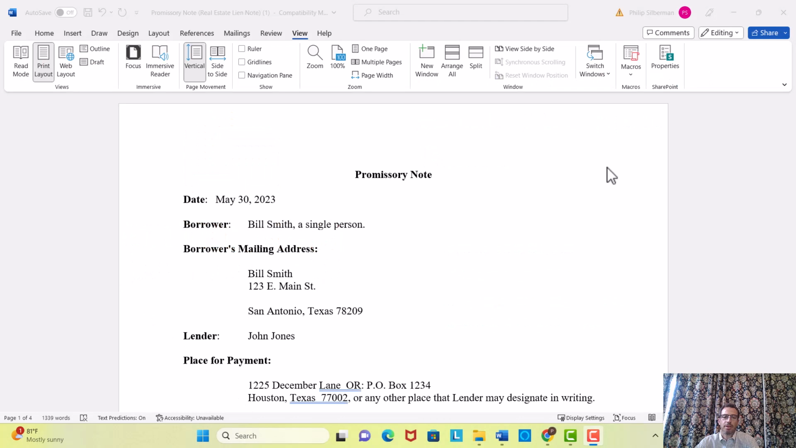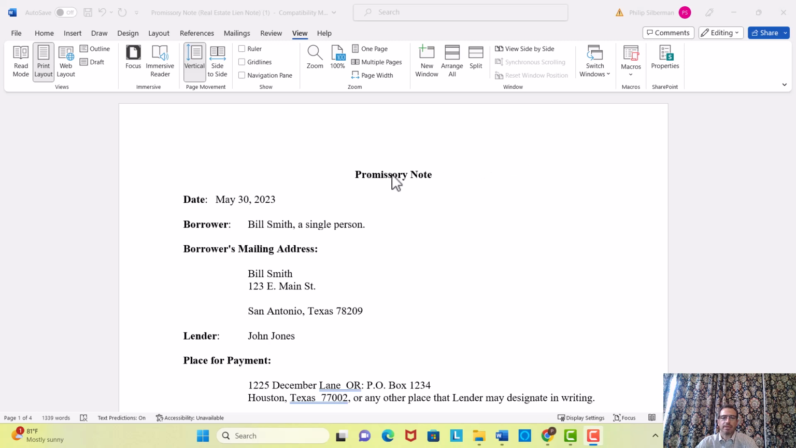This is part of our real estate financing document series. So this is the promissory note. We have another video where we've gone over the warranty deed with the vendor's lien, another video where we've gone over the deed of trust, which is the equivalent of the mortgage in Texas, and this is the underlying note, the promissory note in a typical real estate transaction. So let's go ahead and get started.